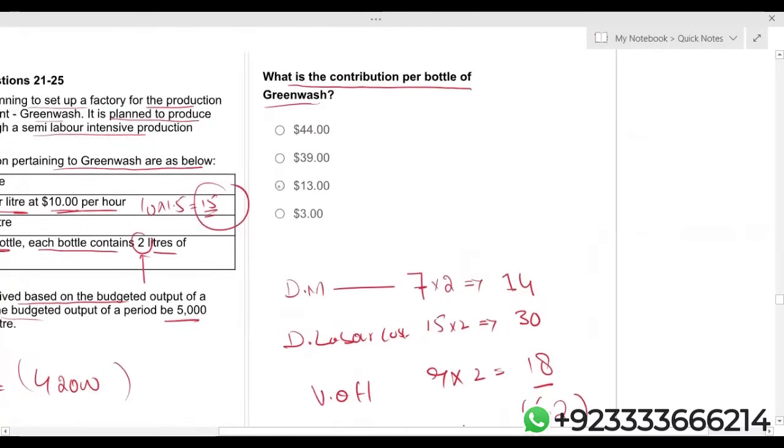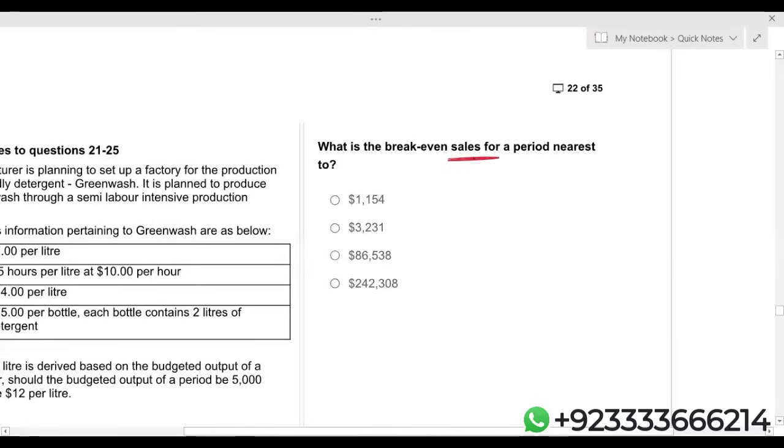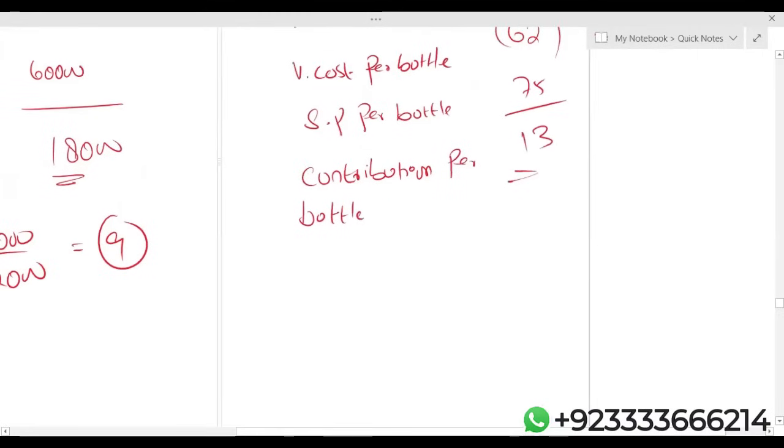Let's see. Okay. What is the break-even sales for a period, nearest to sales? Break-even sales. We'll take fixed cost divided by CS ratio. CS ratio we can calculate as contribution upon selling price. 0.1733.